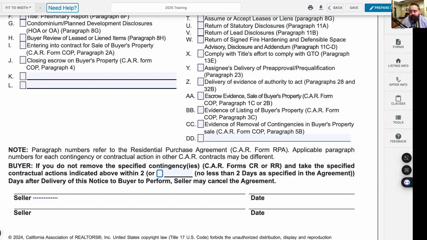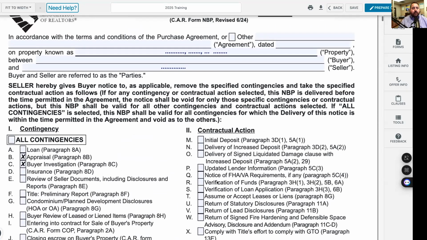Okay? That's it. So keep in mind, remember, that the most important thing with the notice to perform, you cannot send it any sooner than 2 days prior to the contractual action or the contingency period. If you send it prior to that, it is invalid.